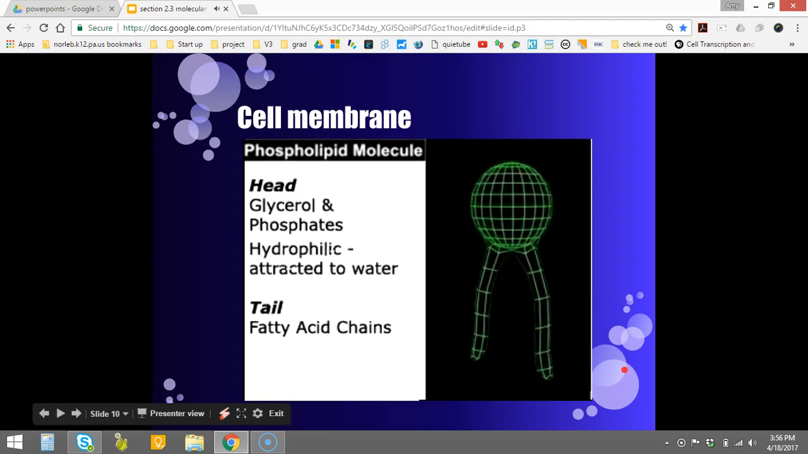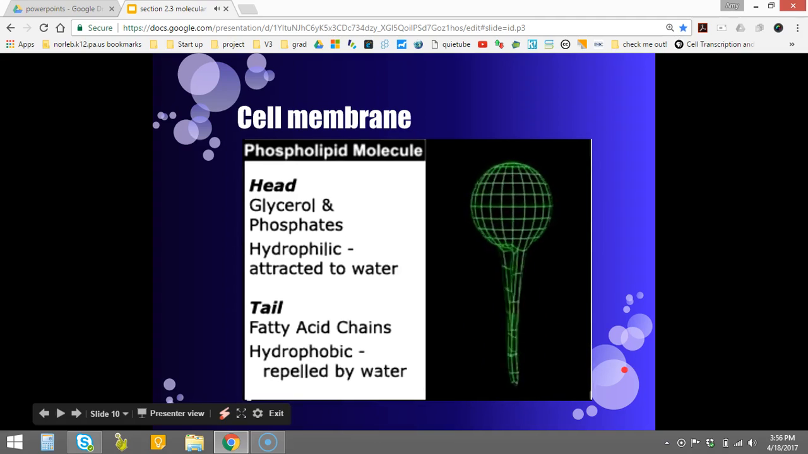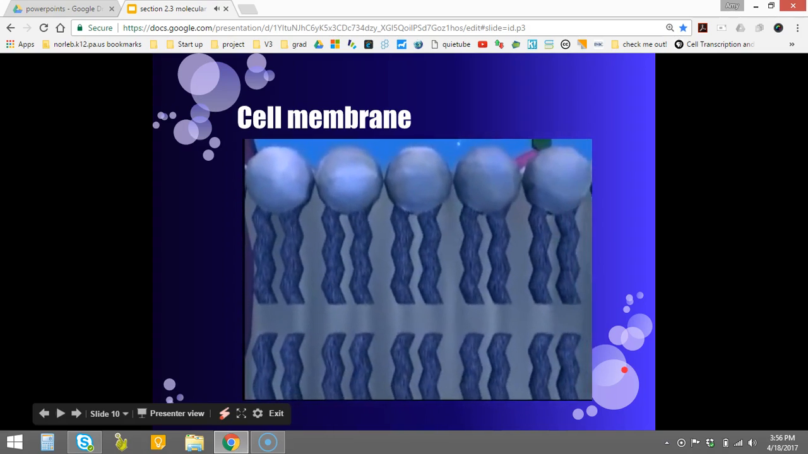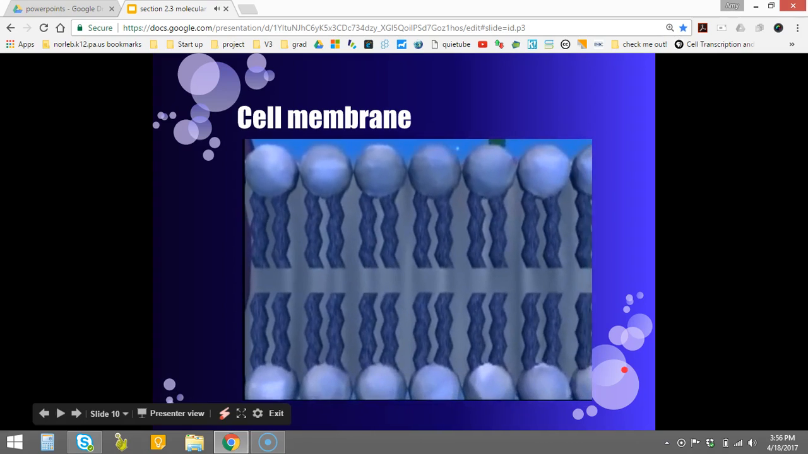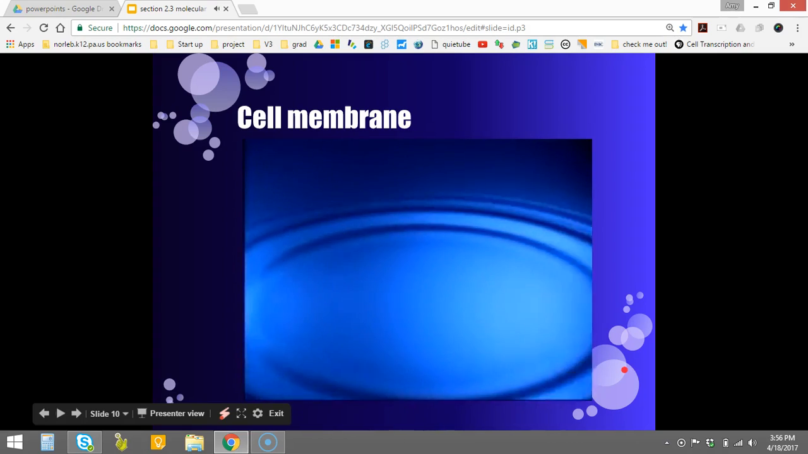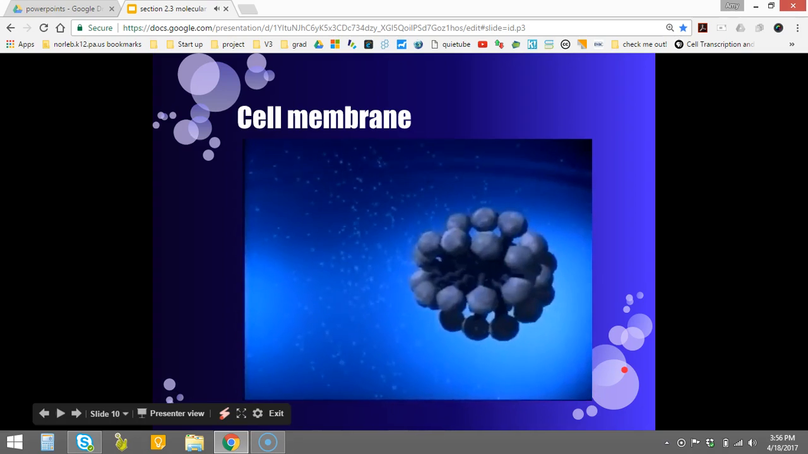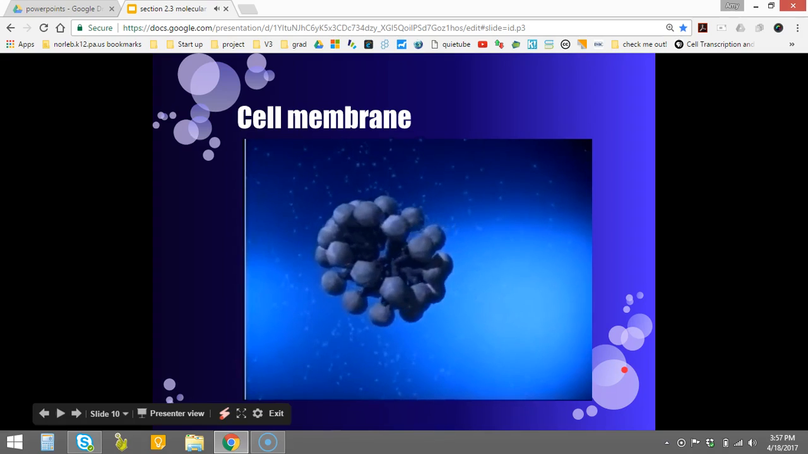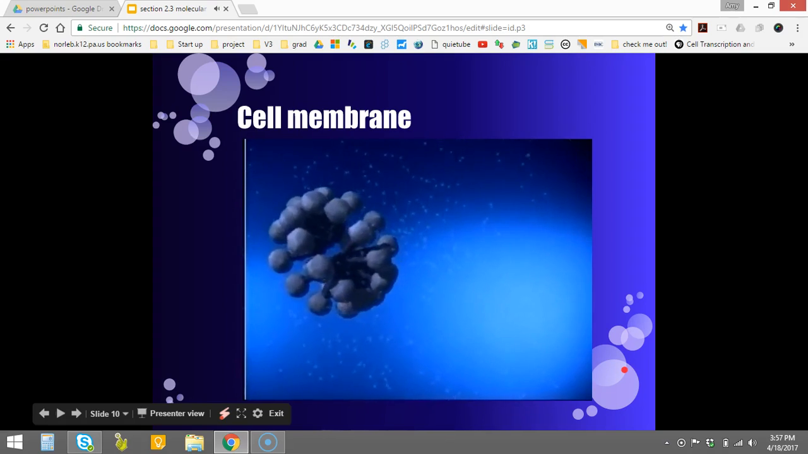The head is hydrophilic, attracted to water. The tail is hydrophobic, repelled by water. It is this property which allows for the unique molecular alignment that makes the plasma membrane. If a droplet of phospholipid was put into water, a micelle would form. A micelle is a sphere with the hydrophilic heads on the surface, the tails inside, away from the water.